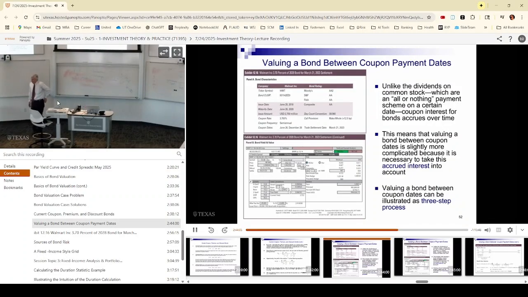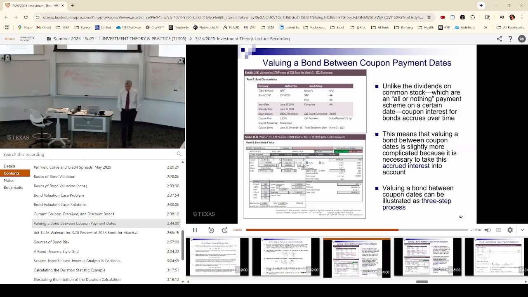Valuing a bond that's between coupon rates. This isn't hard, but there's a few hoops we have to jump through to understand this. Otherwise, bond valuation is incredibly simple, save this one little wrinkle. The example in the notes is also the one that's in the textbook. It's also the one that's built into the Excel spreadsheet, if you have a chance to pull that down, we'll talk through that.